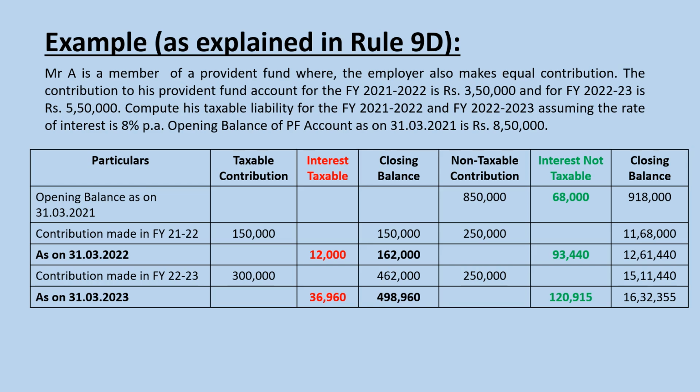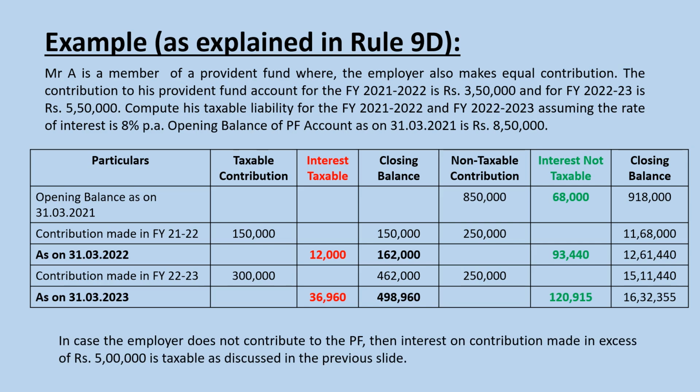Now this bifurcation will be done by the Provident Fund itself. So when an employee gets her statement from the Provident Fund, it will be bifurcated between taxable contribution and non-taxable contribution. One more point to be noted is, in the case of taxable interest, if it exceeds 5,000, TDS will be deducted at the rate of 10% under section 194A.